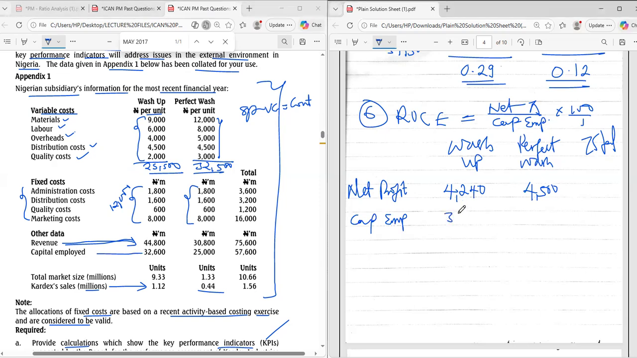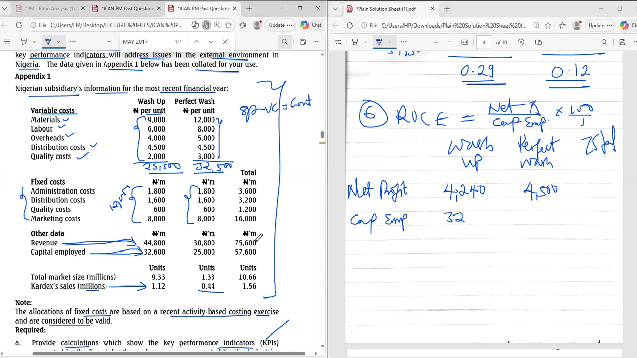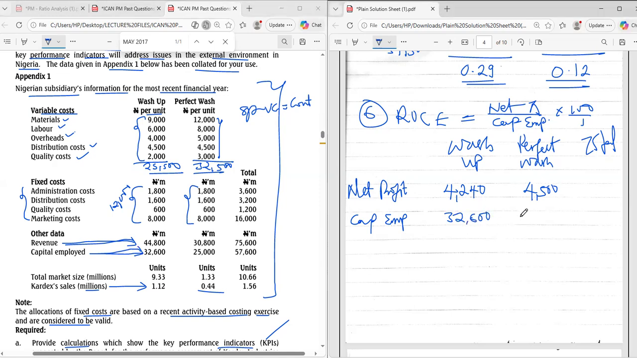Where do you see that one? Look at capital employed. 32.6 and 25,000. So you are dividing. Please help me do this one. 4240.45 over what did he give us? 8740, yes. Workshop is 13%.